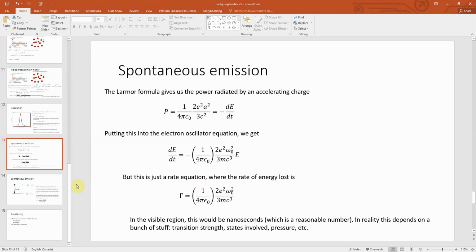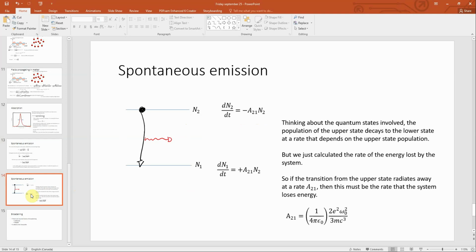Okay, so this is from the Larmor formula. This is how fast an oscillating electric charge loses energy. But what we also discussed before was when we have, say, an atom in two states. So it has some electron that's in an upper state, and then this decays down to the lower state.